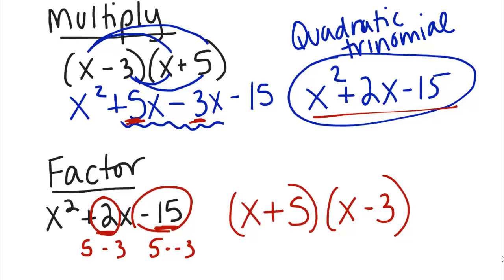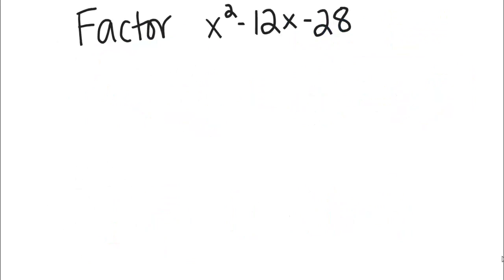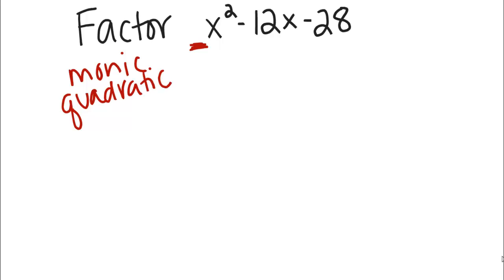Here I knew that the numbers were 5 and negative 3, but it'll take some thinking about it if the numbers aren't right there. Like this one. It has a very similar form. It's a quadratic trinomial. There's no greatest common factor here. And there's something else that's special about this. Notice our coefficient of x squared is 1. We would call this a Monic Quadratic. What that means is the coefficient of x squared is 1.